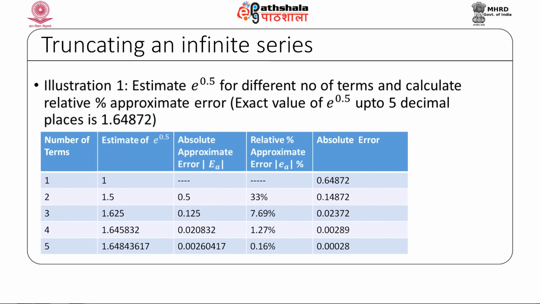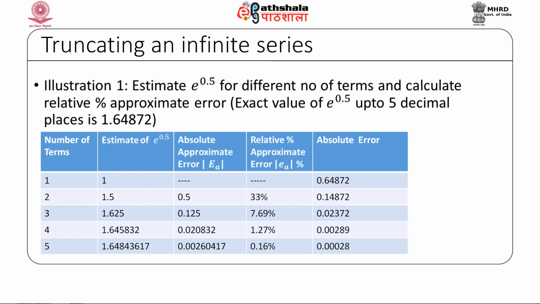So, the first column gives us the number of terms. Suppose we are taking only the first term, that is only 1. So, we are approximating e raised to 0.5 by just 1, and the actual value is 1.64872. The last column gives us the absolute error, 1.64872 minus 1. So, the absolute error is 0.64872. Suppose we take 2 terms. So, 1 plus x. Our estimate of e raised to 0.5 will be 1 plus the value of x, which is 0.5. So, 1 plus 0.5. The answer is 1.5.